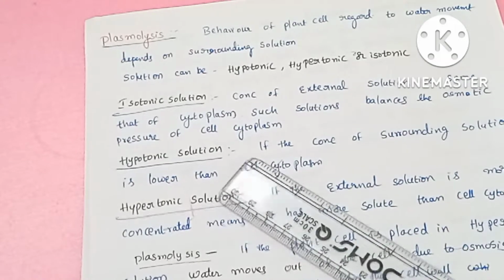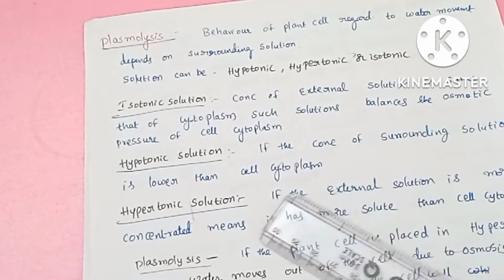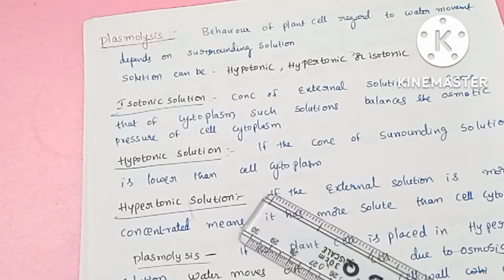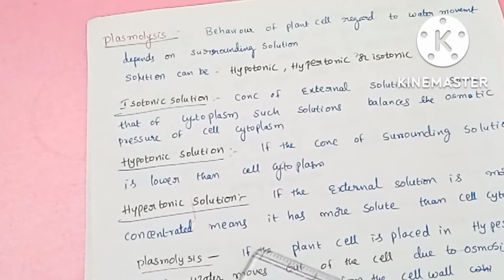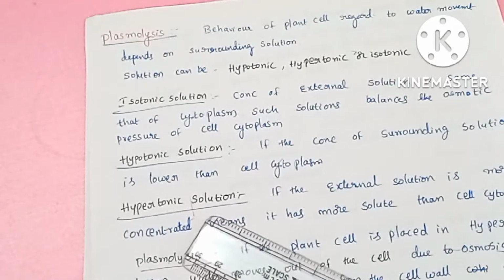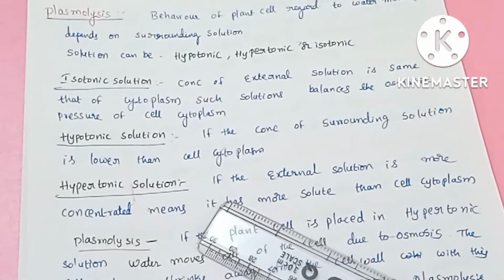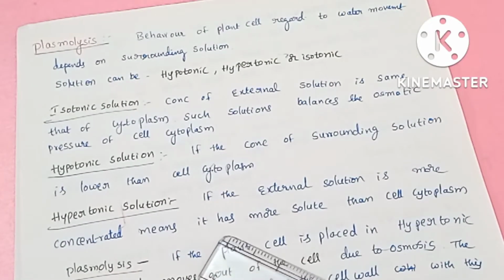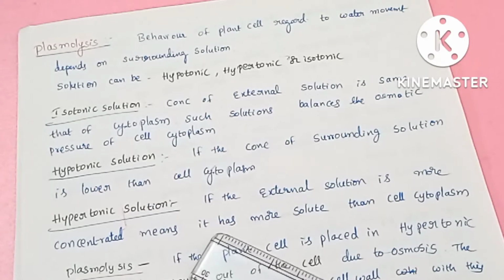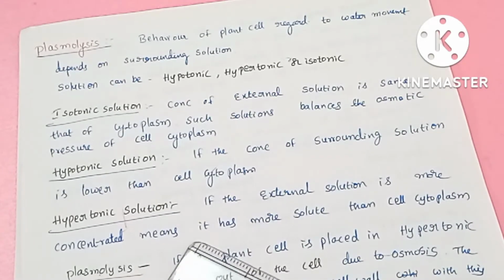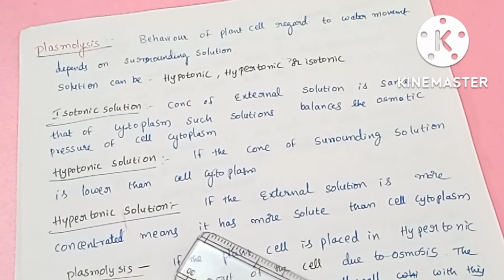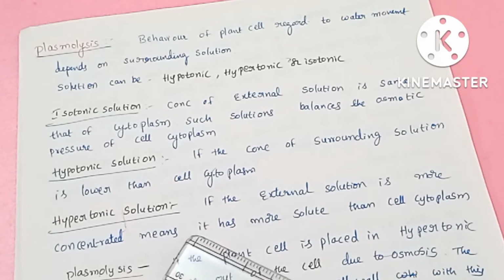Hypotonic solution means, when compared to the cell cytoplasm, the external solution is less concentrated. That means it consists of fewer solute molecules. And the third one is hypertonic solution. Hypertonic solution means the external solution is more concentrated than the cell cytoplasm. That means the external solution consists of more solute molecules when compared to the cell cytoplasm, and less solvent.